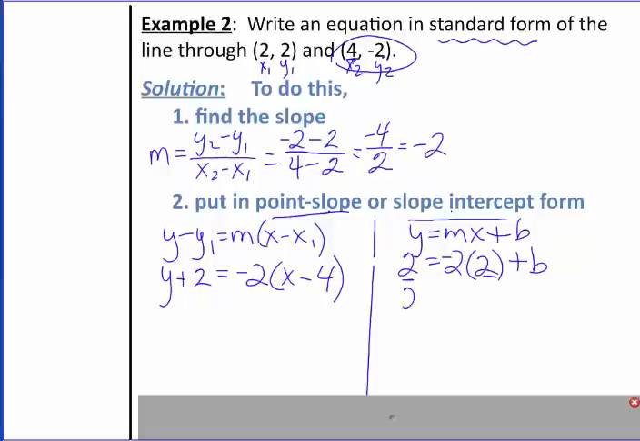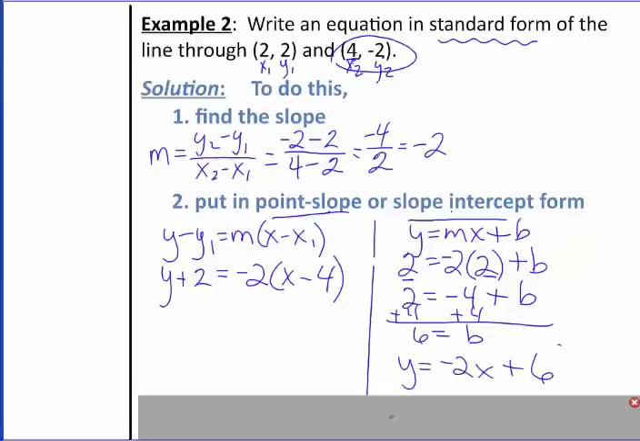Then we're going to simplify. 2 equals -4 plus b. Add 4 to both sides. So that 6 is equal to b. Don't forget to write your final equation. Y equals -2x plus 6. Okay, so that is our slope-intercept form.